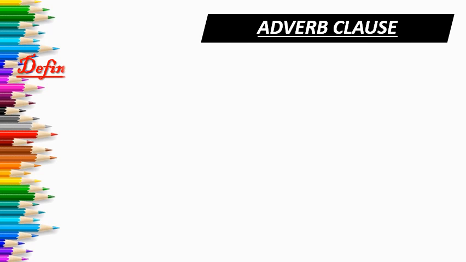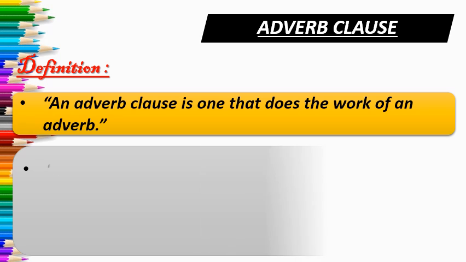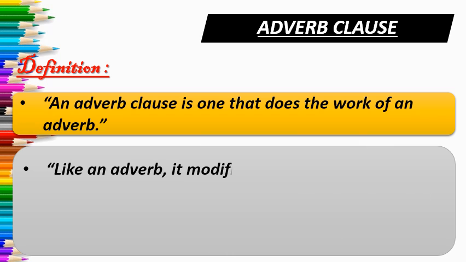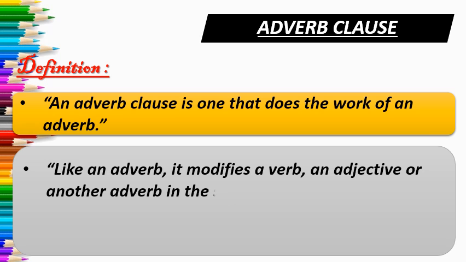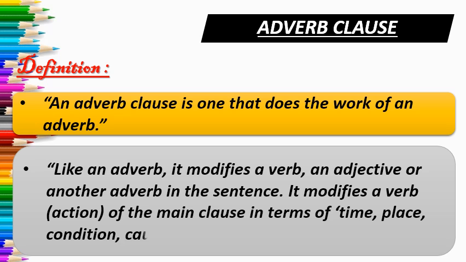So now let us see the third kind of subordinate clause, that is the adverb clause. What is an adverb clause? An adverb clause is one that does the work of an adverb. Like an adverb, it modifies a verb, an adjective or another adverb in the sentence. It modifies a verb, that is the action, of the main clause in terms of time, place, condition, cause, purpose and result.